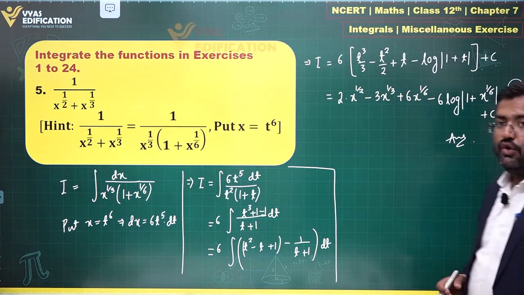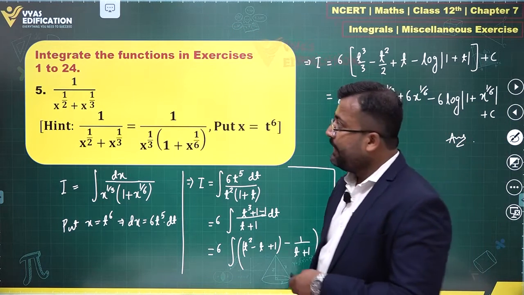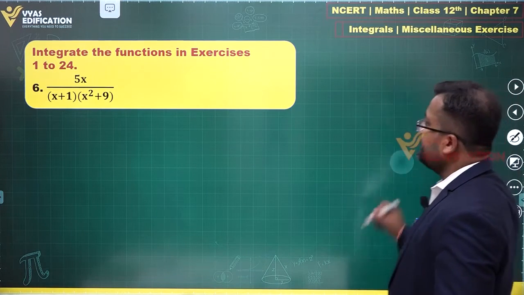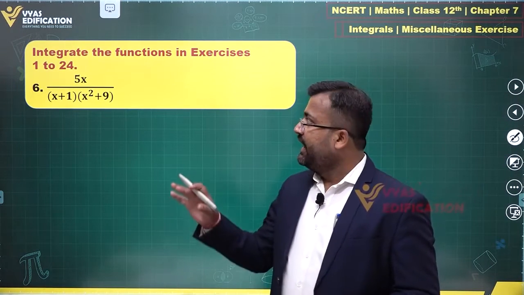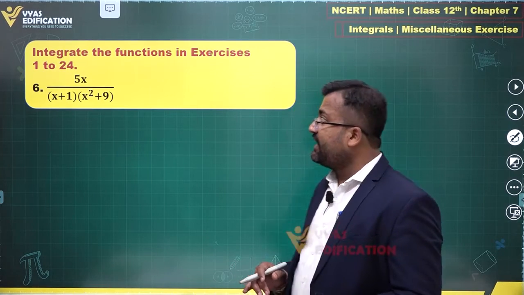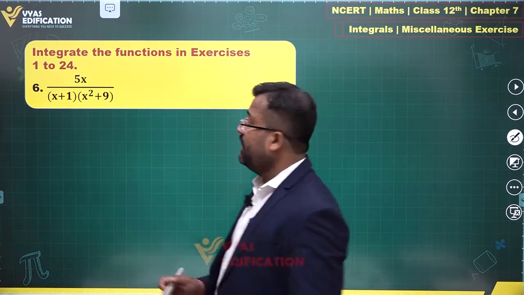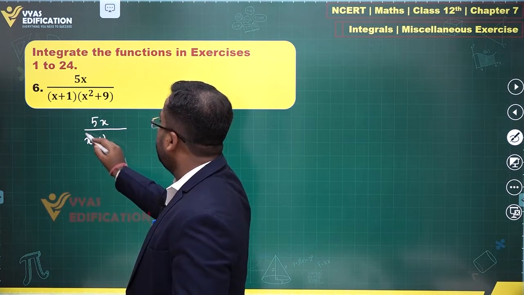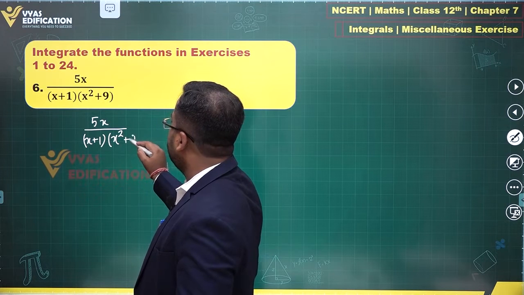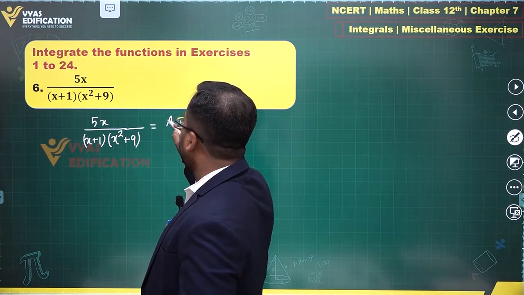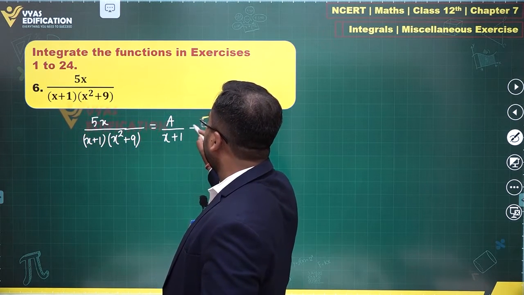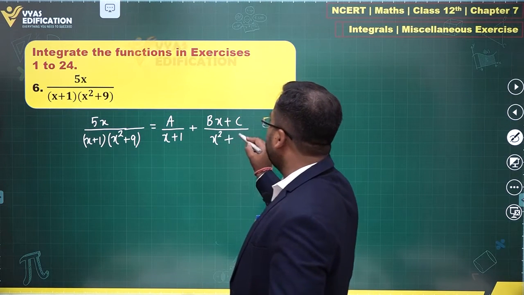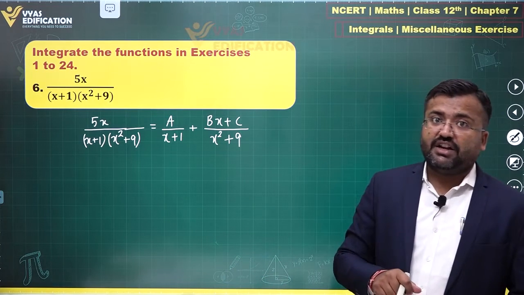As you can see, the steps over here. In the sixth question, we have 5x upon x plus 1 times x square plus 9. Now in the denominator you have linear and quadratic factors. So yes, we'll be using partial fractions over here. 5x upon x plus 1 times x square plus 9 is equal to a upon x plus 1 plus bx plus c upon x square plus 9. This is the form of partial fraction that we need.